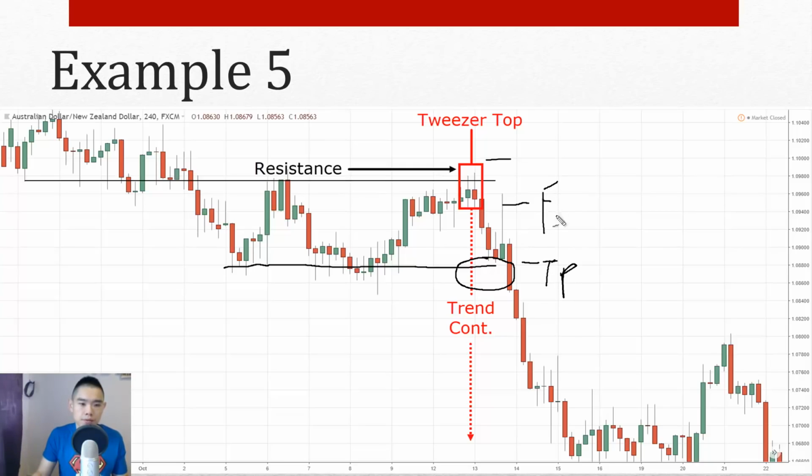So TP, E is for entry, and S is for stop loss. Stop loss, entry, target profit. So this is something like how you can go about trading this particular market. This is for swing trading.